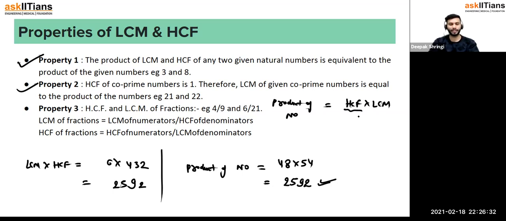For example, look here, a given example is there. What is the LCM of 21 and 22? So just multiply them, 21 into 22. What you get is the LCM. Got it? Next thing, a very, very important one now.